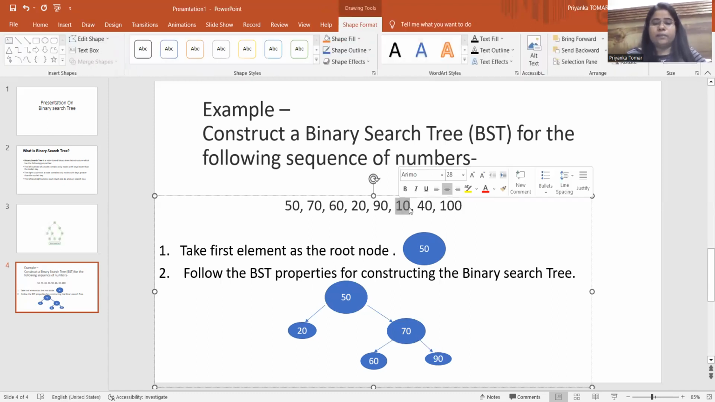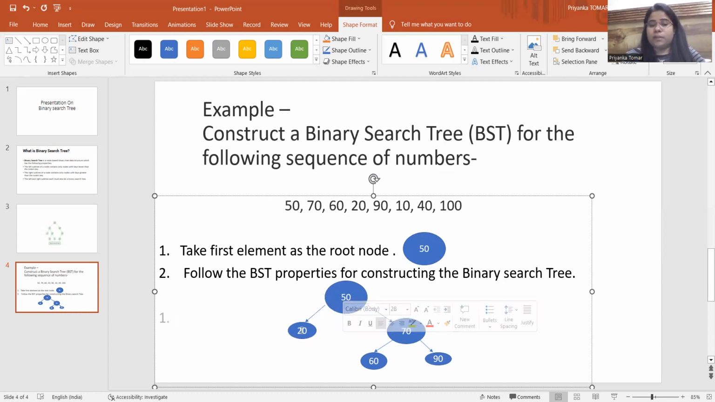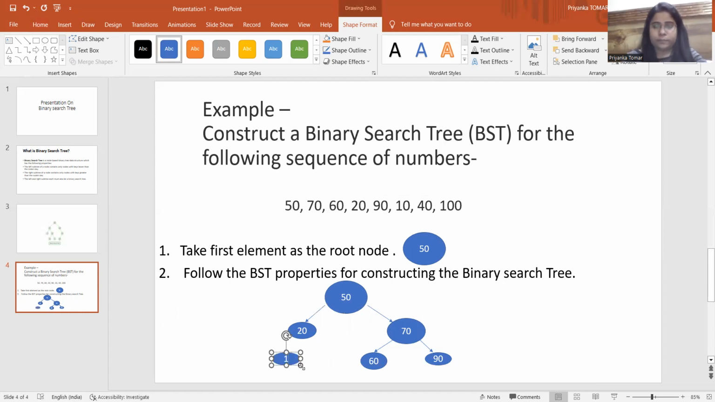Good. 10 is the next element I have to place. I have to compare it with the root node, and it is smaller than 50. It is less than 50. Okay, I will place it in the left subtree, on the left side of the binary search tree. It is also less than 20, so it will become the left child of 20. It will come on the left side of the 20 node. 10.